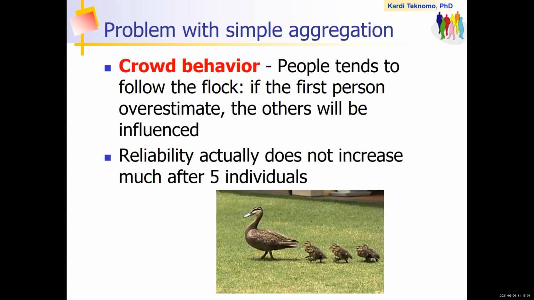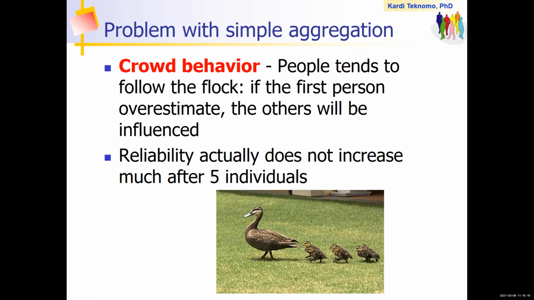Okay, so the problem with simple aggregation is crowd behavior. So people tend to follow the flock. If the first person overestimates, the others will be influenced. It's like the ducks here, following the others. So in reality, the reliability of the estimation does not increase so much after 5 individuals.